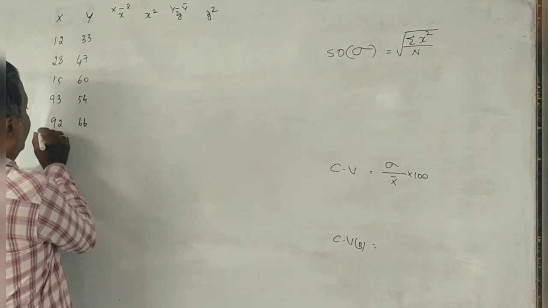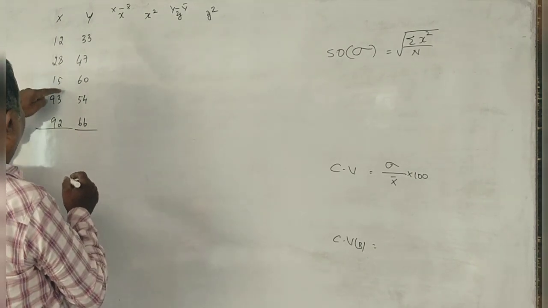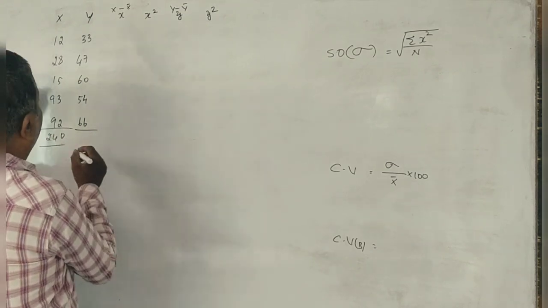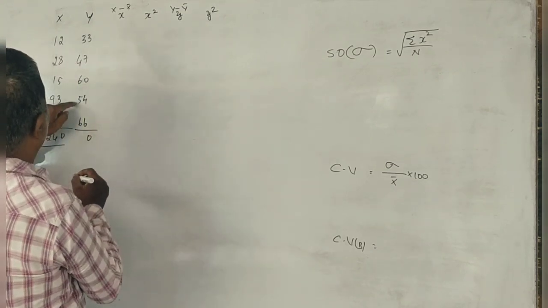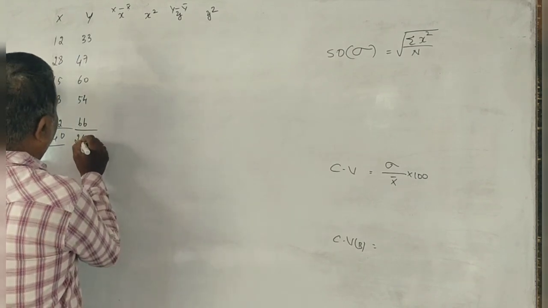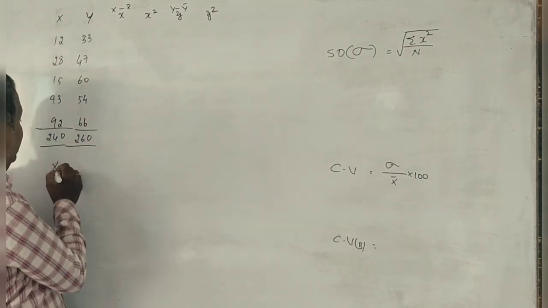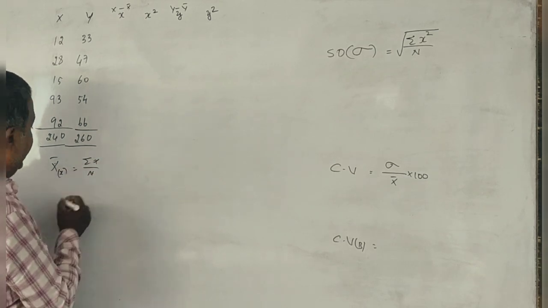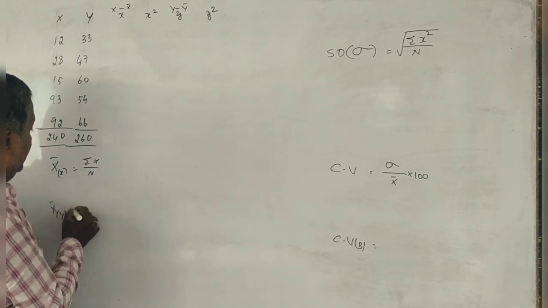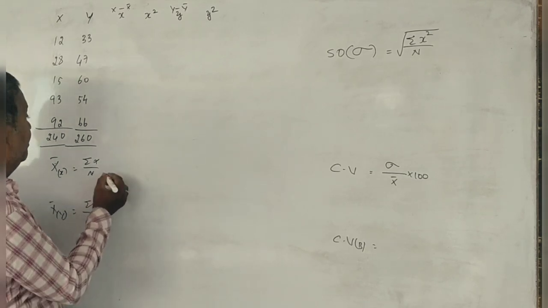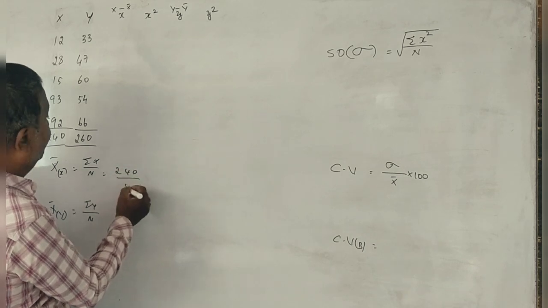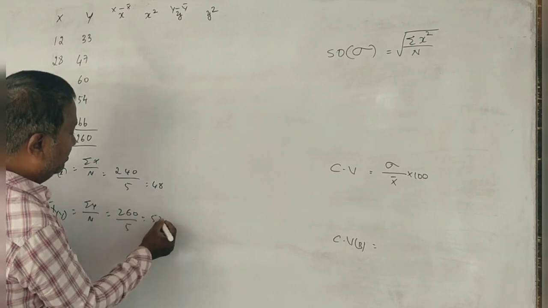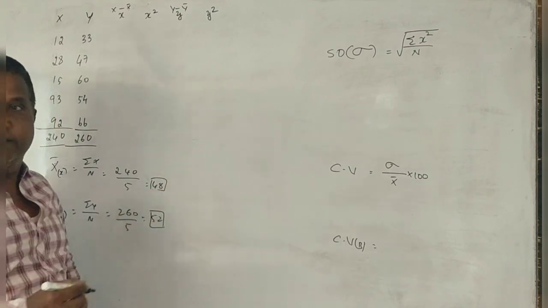First, calculate the mean. The total of x is 240 and the total of y is 260. Mean of x is equal to summation x divided by n. Mean of y is equal to summation y divided by n. So 240 divided by 5 is 48. 260 divided by 5 is 52. Correct? Yes, sir.